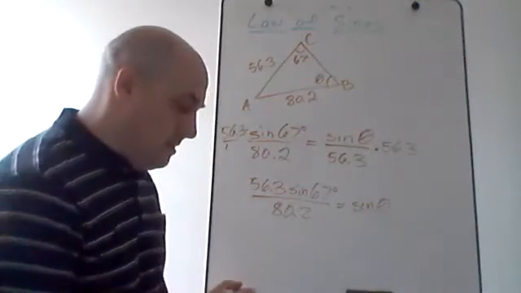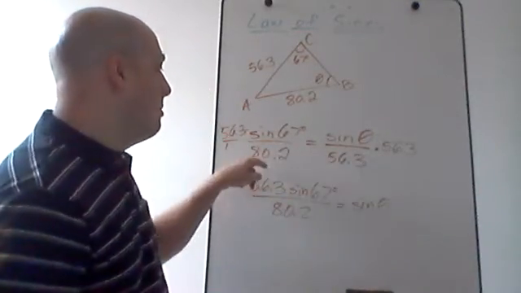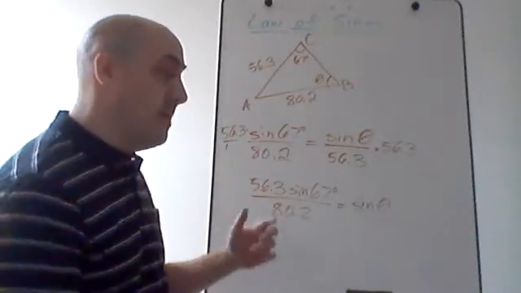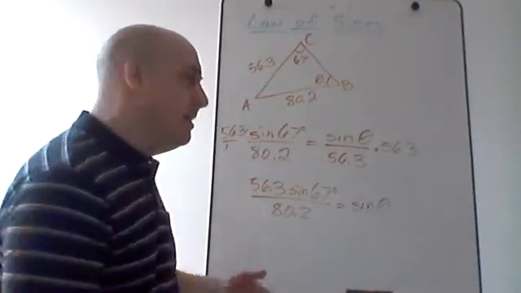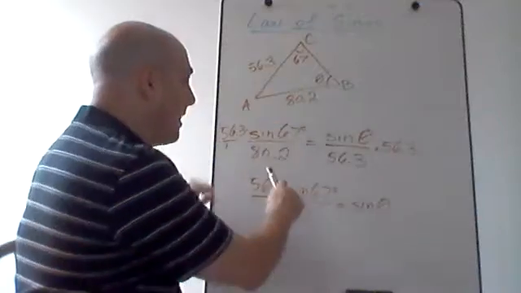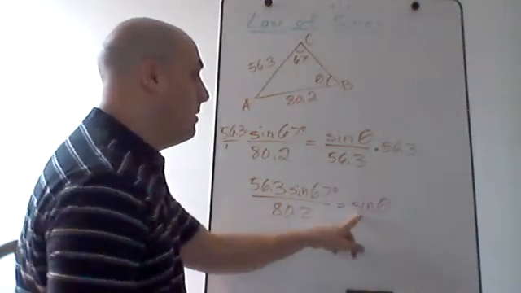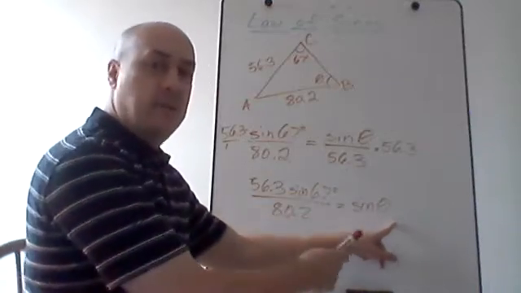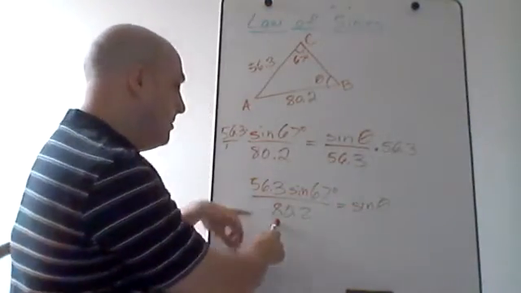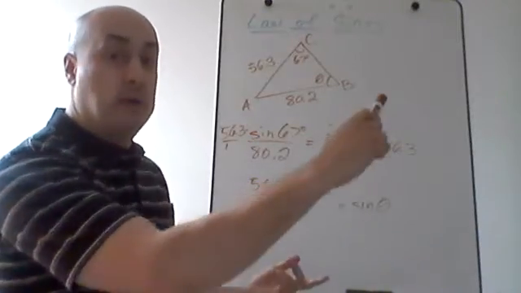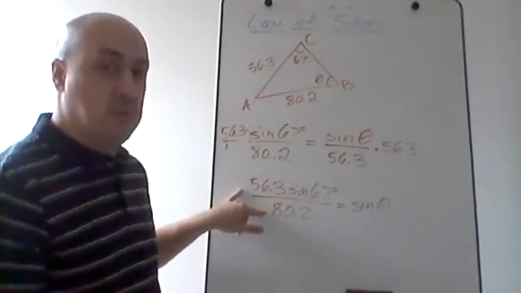Now notice that in the last example, when we were solving for one of the sides, once I had the fraction set up, I cross-multiplied. I'm not going to do that here. Since I'm trying to solve for theta, I don't want to multiply this 80.2 up to this side, because then I would have 80.2 times sine of theta, and to get theta by itself I would just have to divide that 80.2 back to this side, so it would amount to multiplying it over and then dividing it back and just ending up with what we have here.